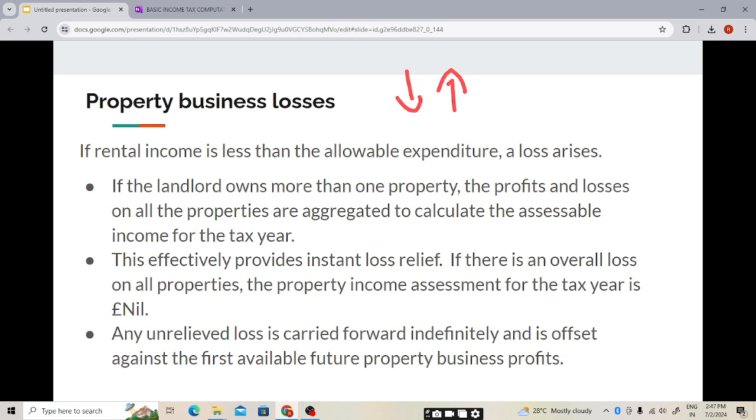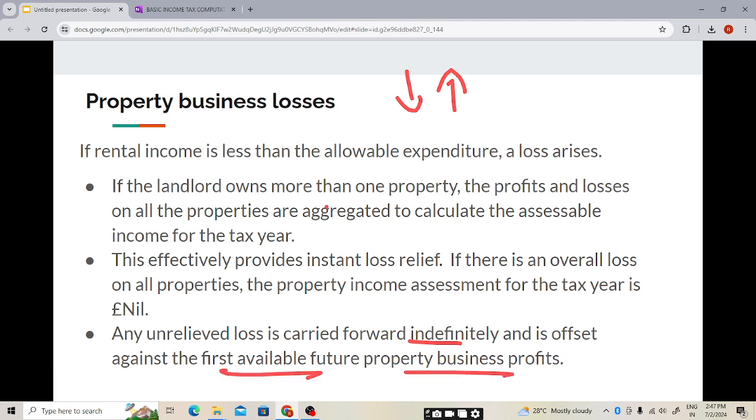But if all the properties the landlord has have losses, then that year will have no income, 0, but the loss can be carried forward. The loss which is carried forward can be carried for an indefinite period and needs to be set off first against the first available future profit.